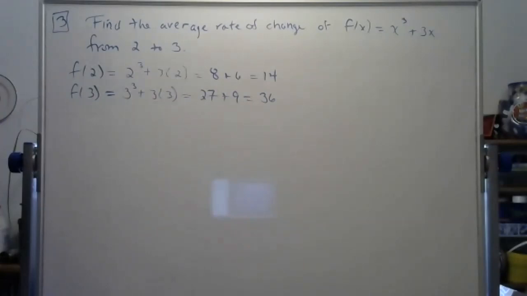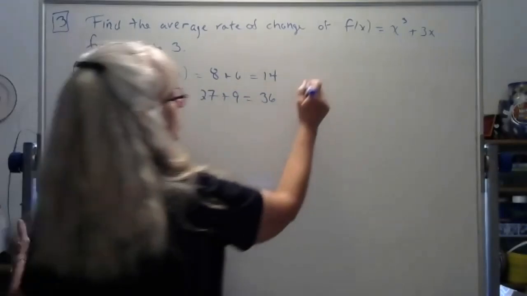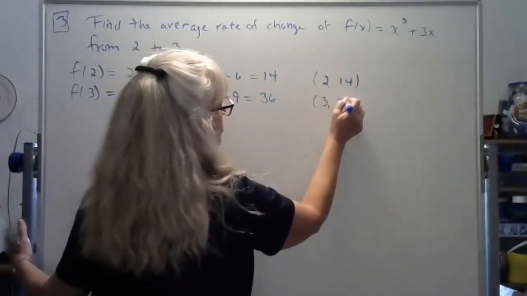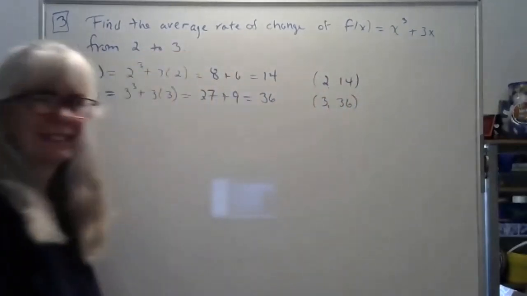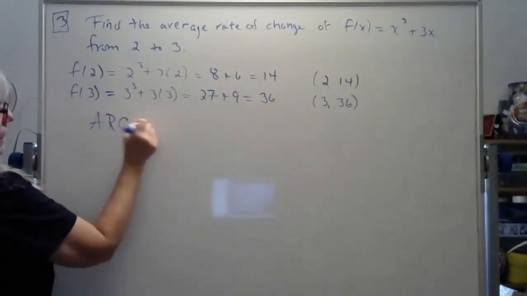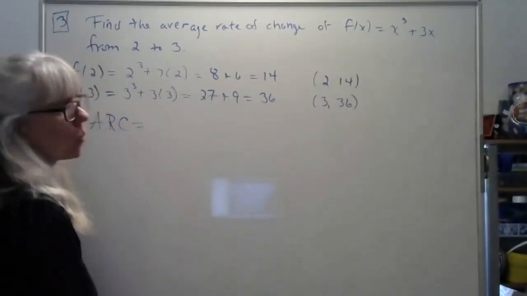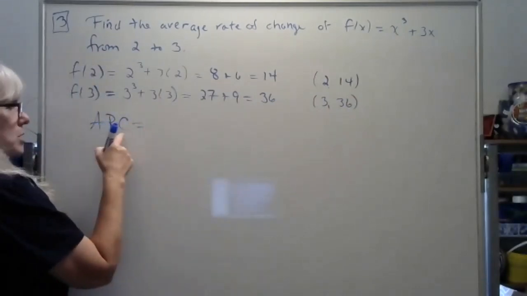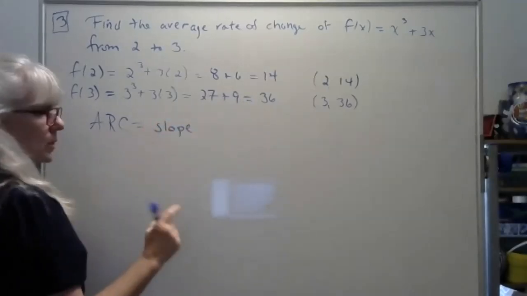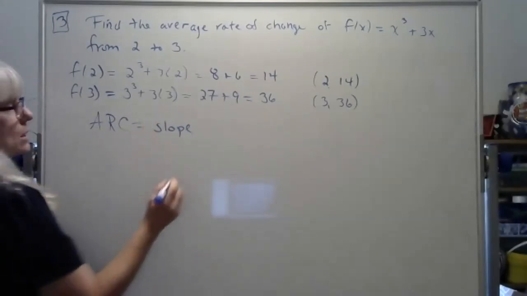Make them into points. So the first one would be (2, 14) and then (3, 36). Nice. And I strongly recommend you do that, because now you're going to come in and find the slope, and this way you can pick up your y2s and your y1s. So again, the average rate of change is just the slope. It's the slope of the secant line between 2 points on a curve.